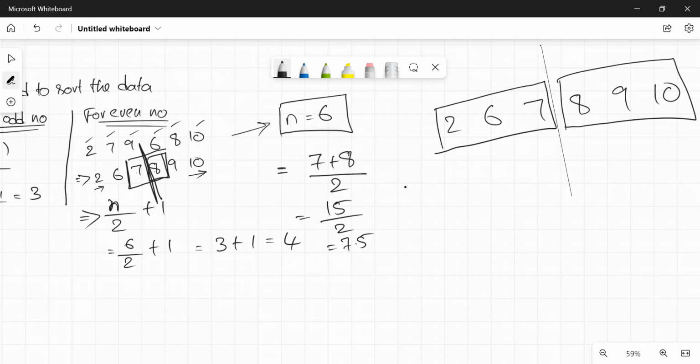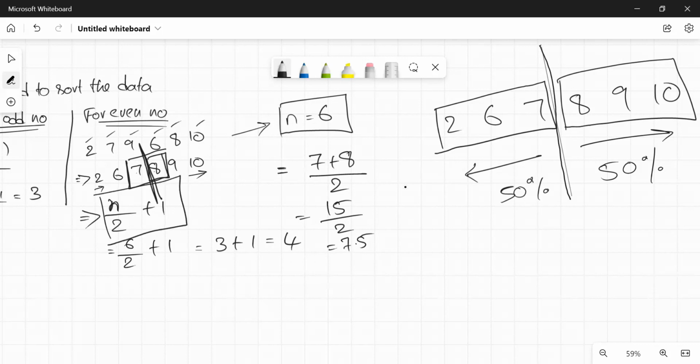It's the middlemost value, where 50% of the data will usually lie in the top position, and the remaining 50% of the data will usually lie in the bottom position. In between these two 50%, there lies our median, right? If you want to find this using a mathematical formula, you need to apply n by 2 plus 1. Then you need to look at the middle values and sum them up, that is 7 plus 8 divided by 2. Then you will automatically get 7.5 as your median, right?